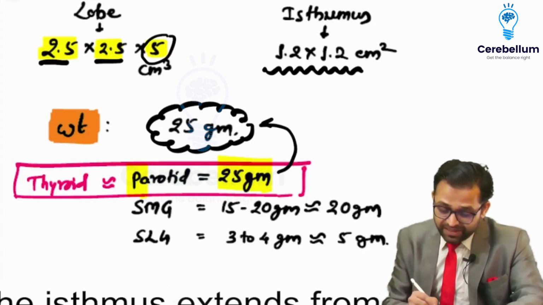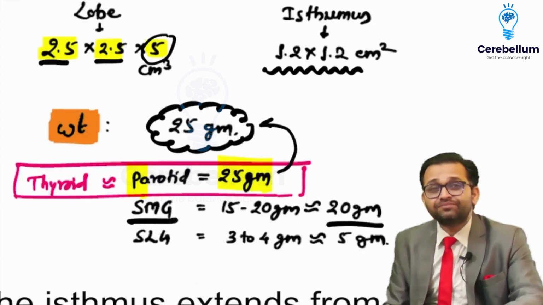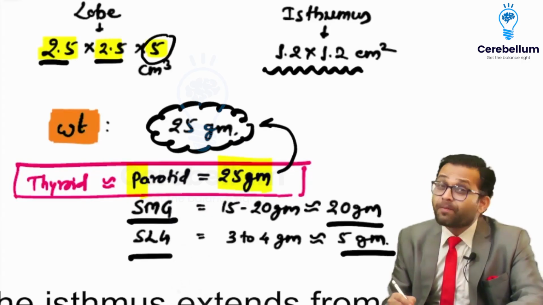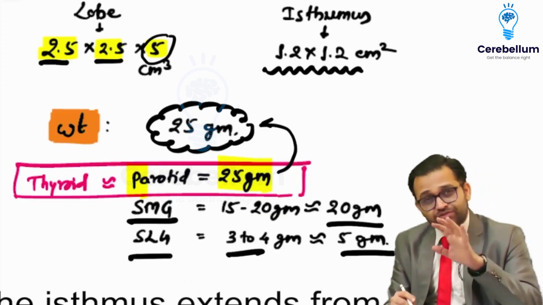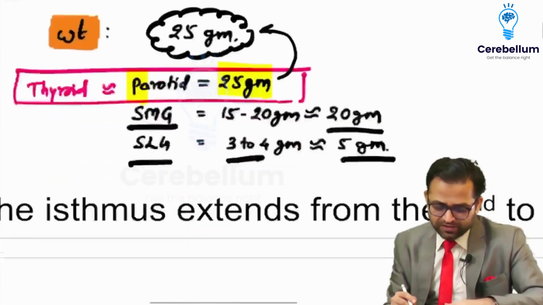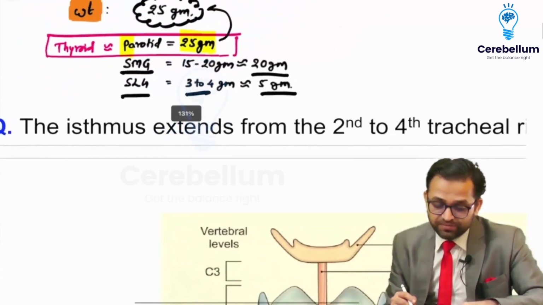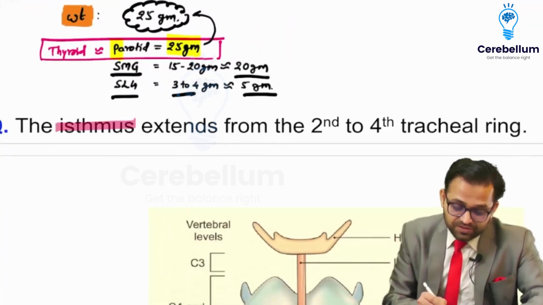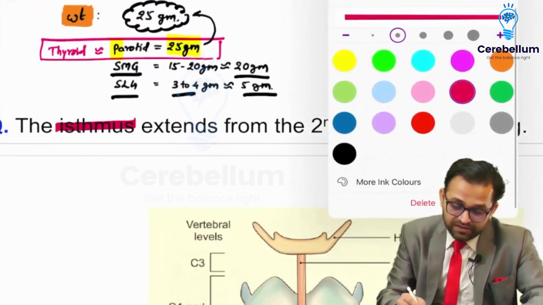While the submandibular gland is 20 grams, and the sublingual gland is approximately 5 gram, better to say 3 to 4 grams, you can remember. Okay, so just a few data. Now look here. This question has been asked many times in your surgery. Sir, the isthmus of the thyroid gland.